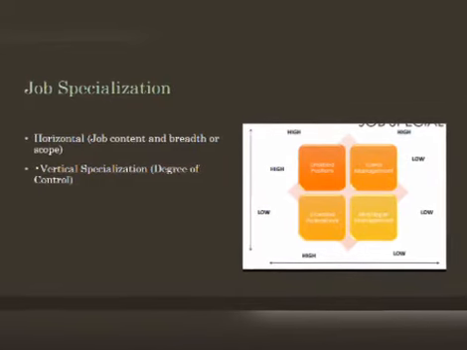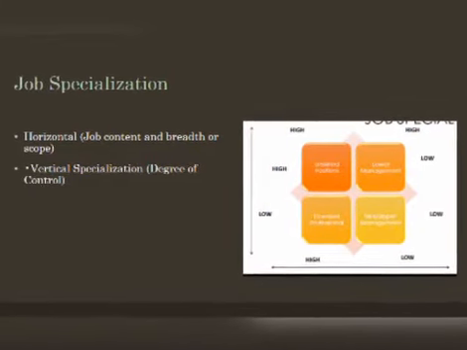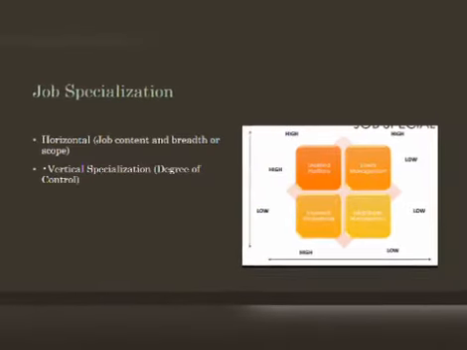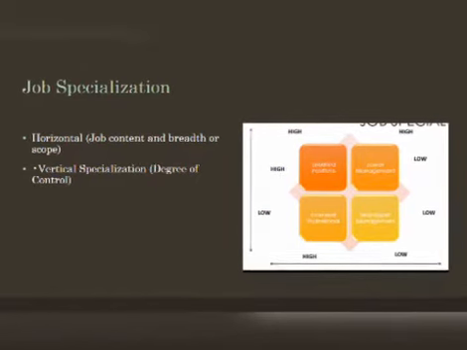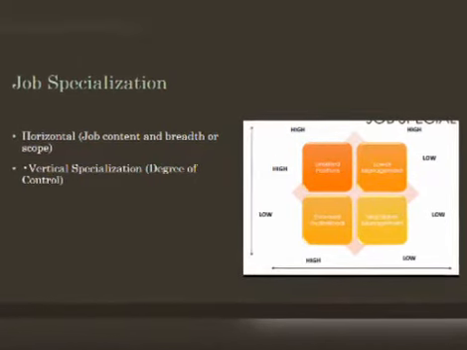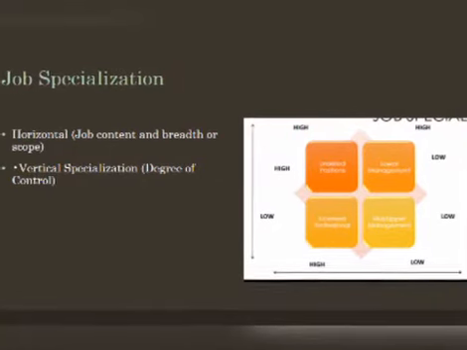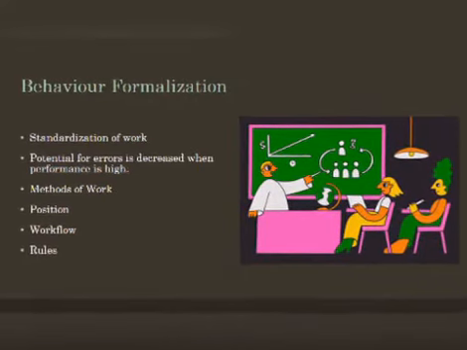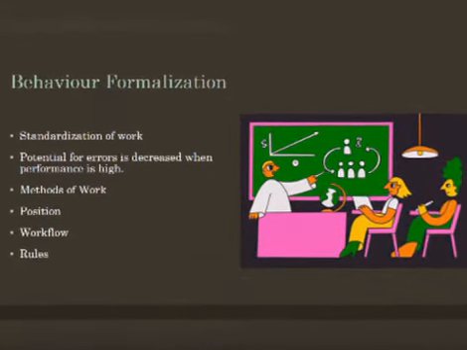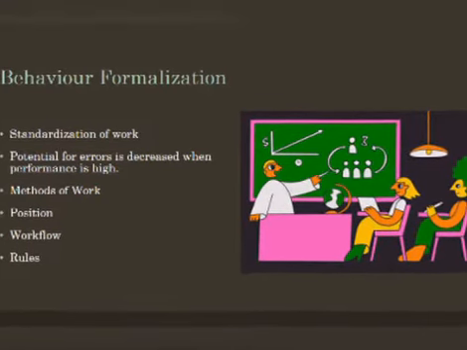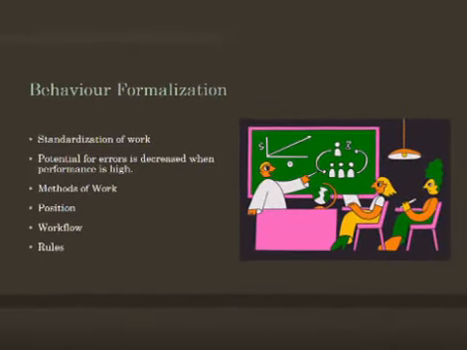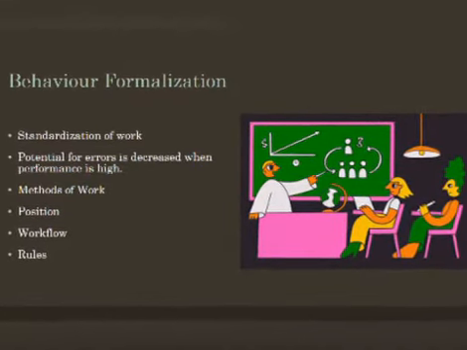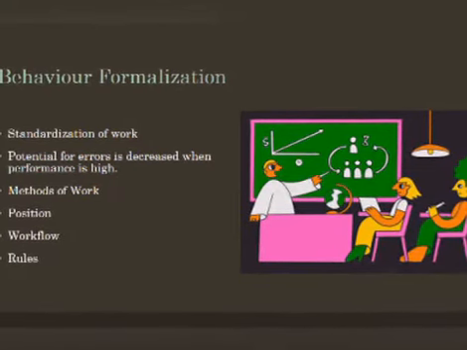Job specialization has two components. The first one is the horizontal component, which tackles the scope of duties. The other one, the vertical specialization, tackles the level of authority or degree of decision making of an employee. Behavior formalization is a process in which the manager specifies in writing procedure, roles and responsibilities of individual employees, organizational unit, groups, teams, and the organization as a whole, which leads to the development of process, relationship, and operating procedure.